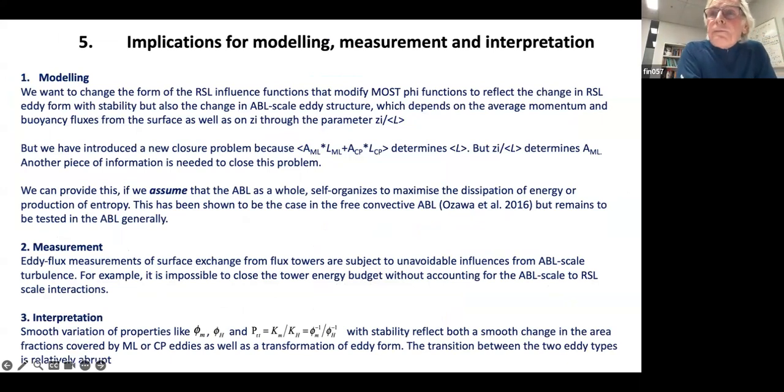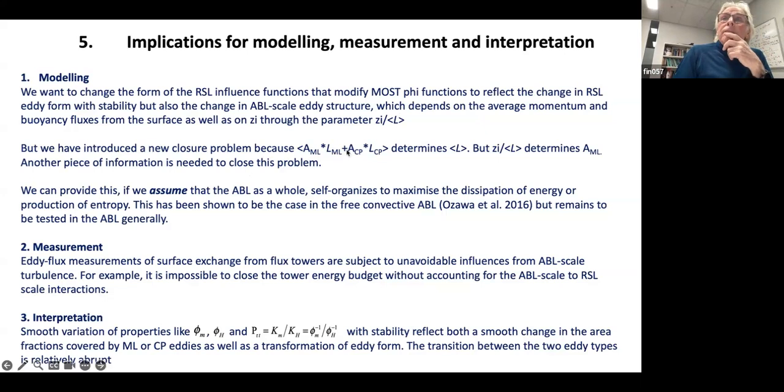Pretty close to the end here. So the implications of all this for modeling. We really want to change the form of the roughness sublayer influence functions that modify MOS, the phi functions, to reflect the change in the eddy form with stability, but also the change in atmospheric boundary layer scale eddy structure. And that depends on the average momentum and buoyancy fluxes from the surface, as well as on Zi through that ordering parameter.